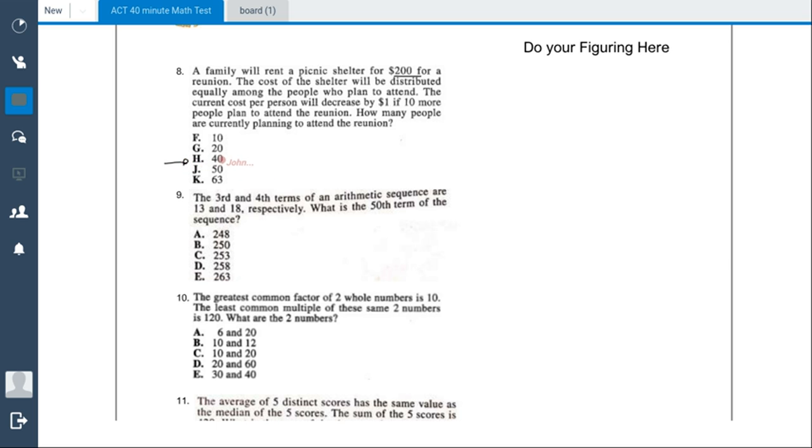So what if 40 people were to attend the picnic? That would be 200 divided by 40, and that's $5. That's the current cost. What happens when I add 10 more people to 40? Well, that would be 200 divided by 50. That's $4. The cost just went down by $1. So this would have to be my current cost. So this would have to be the current number of people that were actually going to the event. So the answer is H.